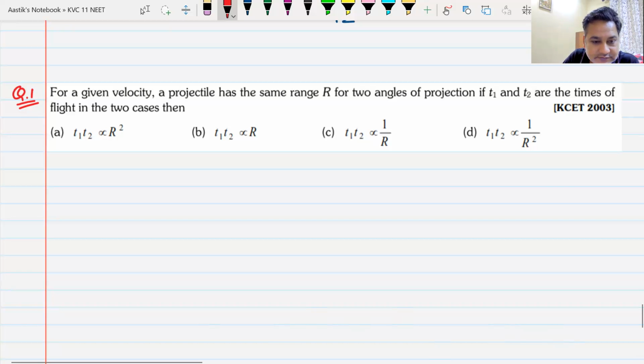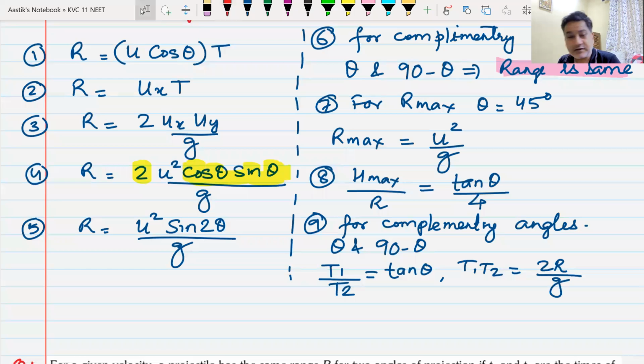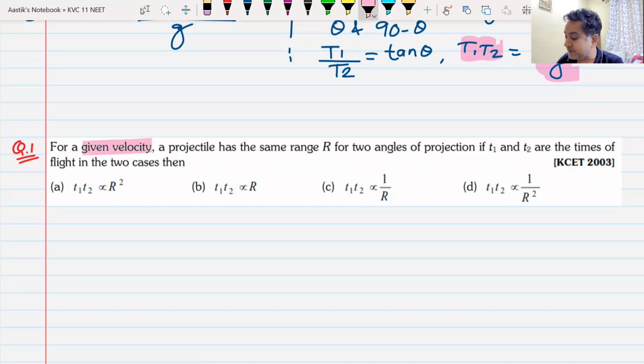C is the answer. Just now I told you, for complementary angles, T1 into T2 is 2R by G. And just 2 seconds afterwards, I ask you a question. For the same range, given velocity, the projectile has the same range. That has to be complementary angles. T1 and T2 are the times of flight. T1 and T2 will be proportional to R. Just now I told you. I hope you got this.